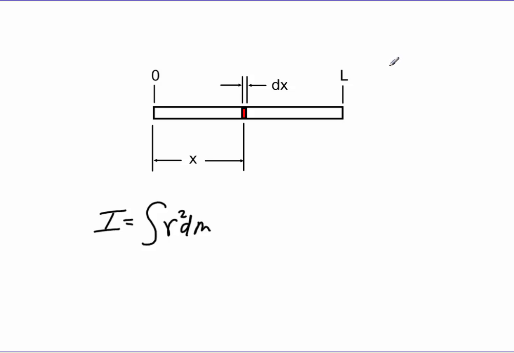This is Dr. Holt. In this video I want to talk about how to calculate the moment of inertia of a rod about one end and about the center of mass. So first thing I've done is define what the moment of inertia is.